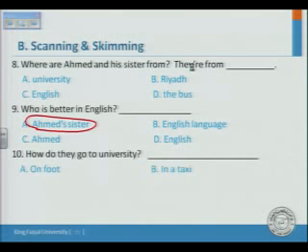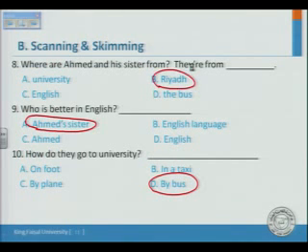Number 10. How do they go to university? How? To ask about the situation or the case, how they go to university. On foot, in a taxi, or by bus, or by plane. So the answer: by bus. Yeah. You see, these are questions similar to the questions that will come in the final test.